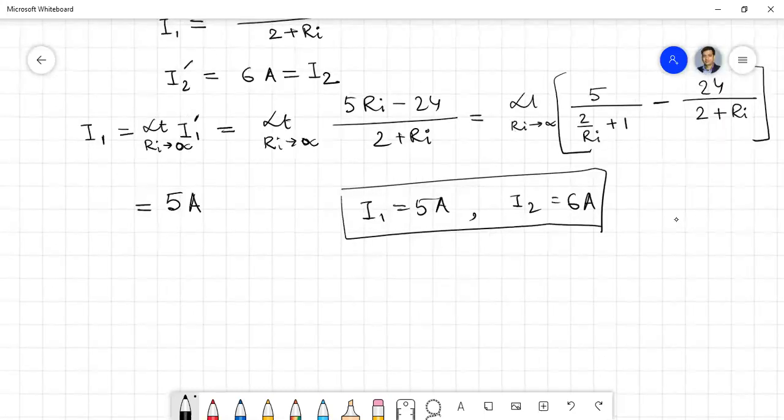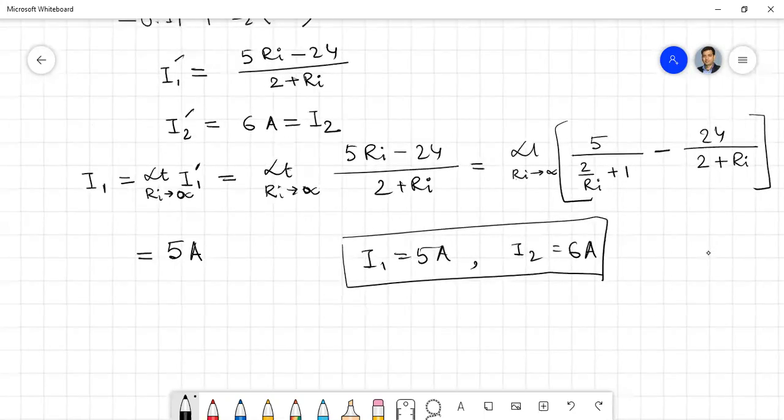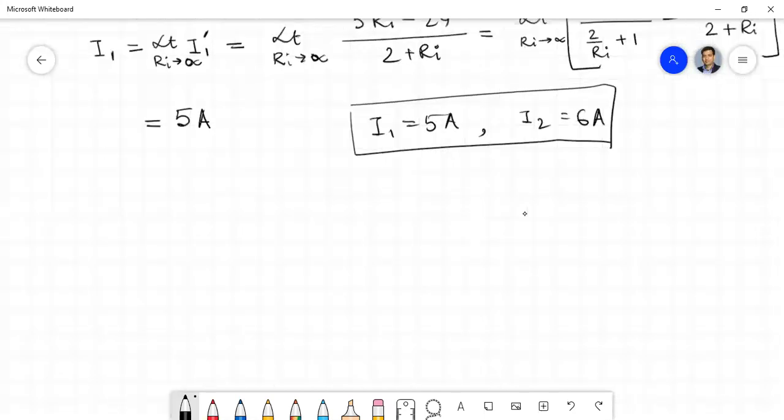Any question? Any doubt? No? You don't have any doubt? Okay. Next, we'll start a new circuit theorem, which is called the superposition theorem.